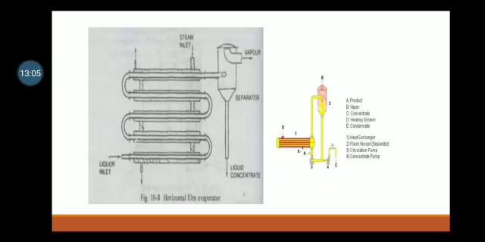This is a diagram of a horizontal film evaporator: liquor inlet, steam inlet, vapor separator and liquid concentrate. A product, B vapor, C concentrate, D heating system, E condensate, 1 heat exchanger, 2 flash vessel that is separator, 3 circulation pump, 4 concentrate pump.